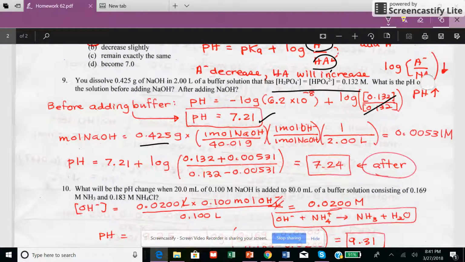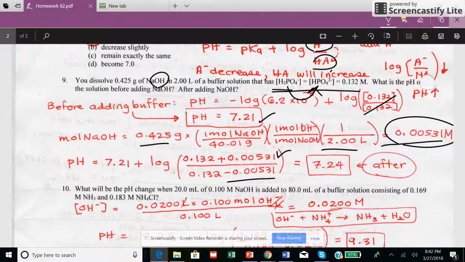So this is the amount of hydroxide that you added. Find the moles, okay, divide by volume. This is the molarity of the base that you add. So when you add base, what does it do? This hydroxide will react with the acid and change it to base. So that means the concentration of the acid will decrease, and the concentration of base will increase by that quantity. And then find this value, add it to this, and the answer is 7.24.